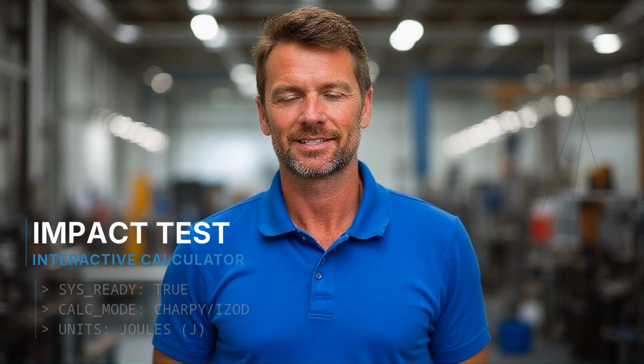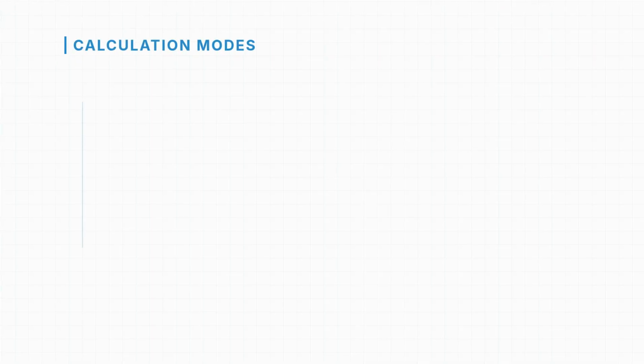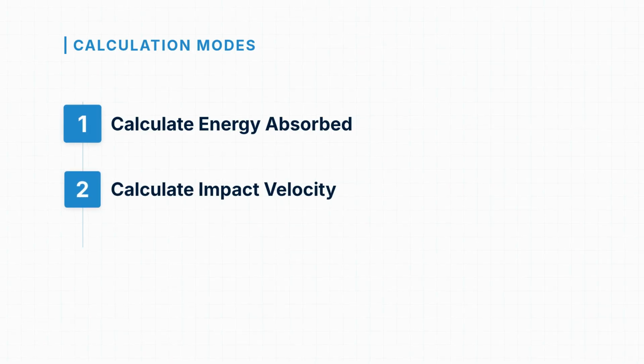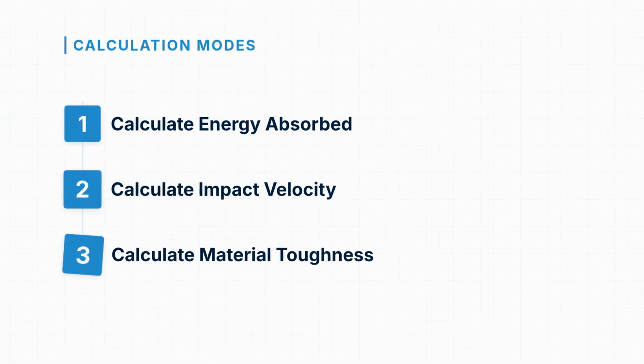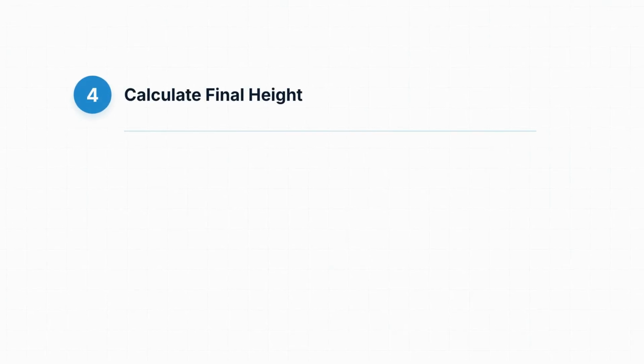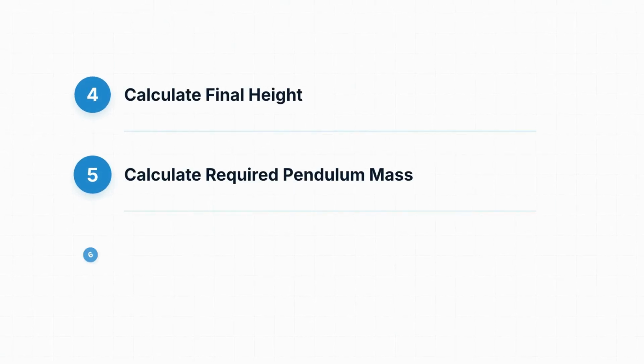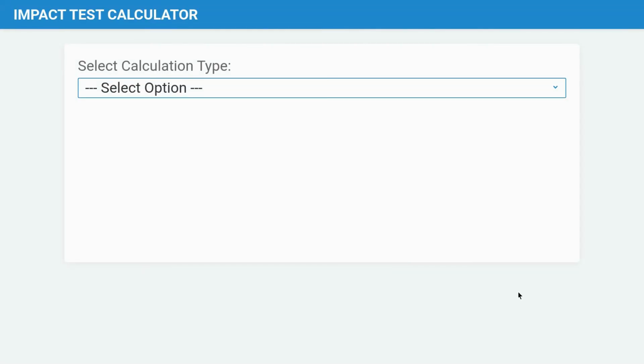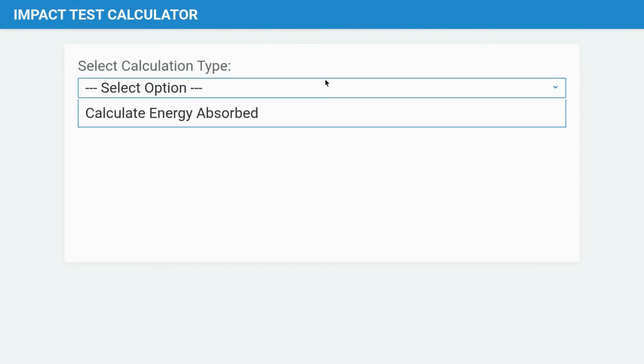The Impact Test Interactive Calculator determines key parameters for Charpy and Izod impact testing of materials. Let's explore the inputs. First, select your calculation mode from 6 options: Calculate energy absorbed, Calculate impact velocity, Calculate material toughness, Calculate final height, Calculate required pendulum mass, or Calculate specimen cross-section. For this demonstration, I'm using Calculate energy absorbed.